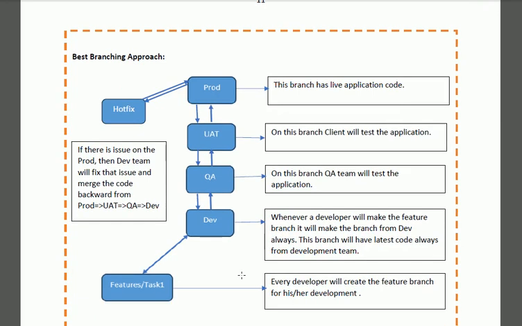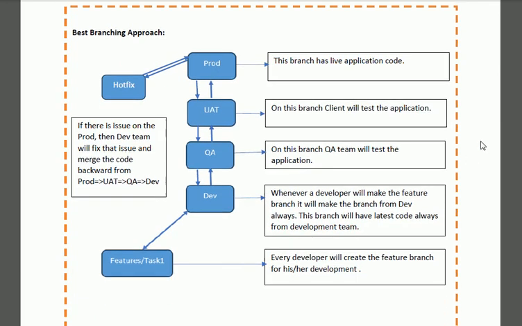Similarly, now we have created the different branches. The main important thing that we should know is the child-parent relationship between the branches. First of all, we have created the branch dev. After that, from dev we create QA, from QA we create UAT, and from UAT we create production.